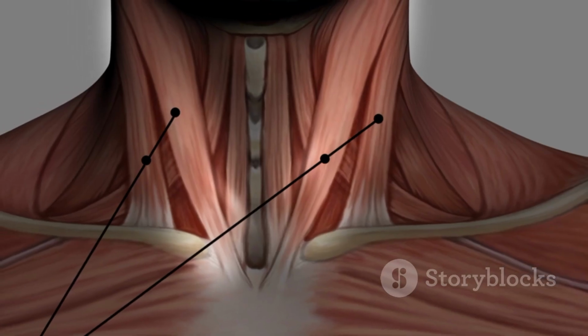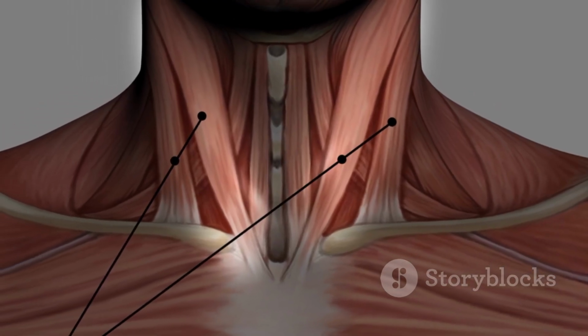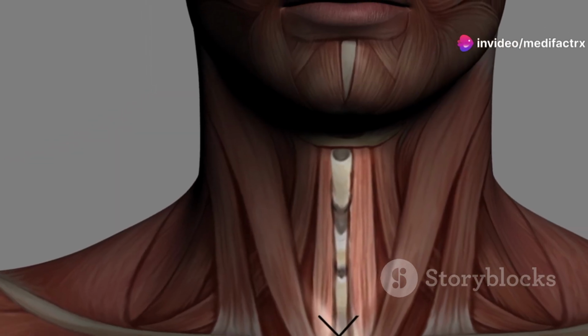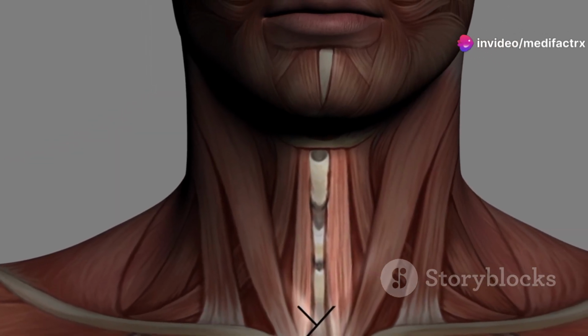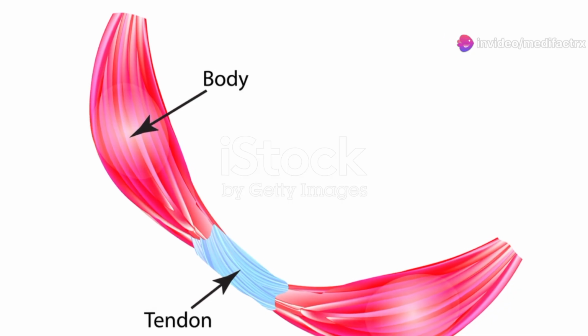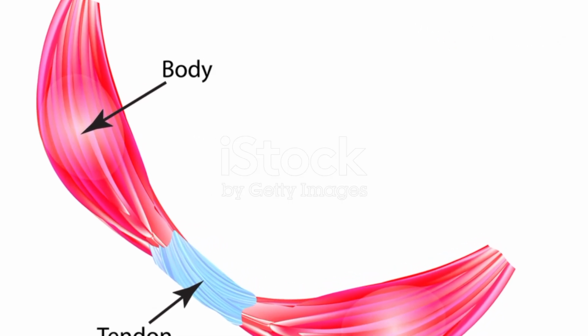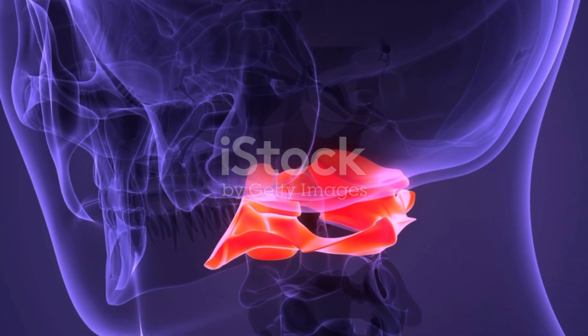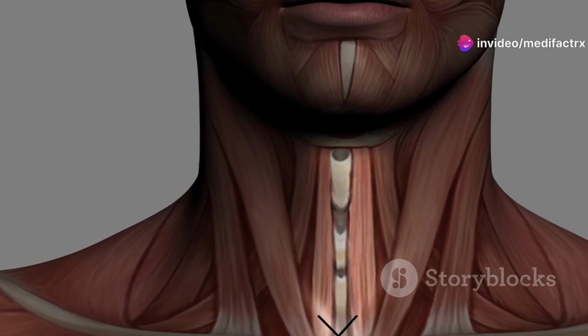Within the anterior triangle, we find several smaller triangles, each with its own significance. These include the submental, submandibular, carotid, and muscular triangles. The submental triangle, located beneath the chin, is bounded by the anterior belly of the digastric muscle on each side and the hyoid bone inferiorly.